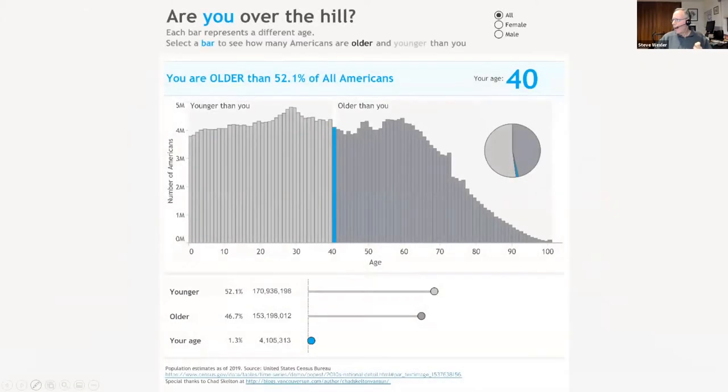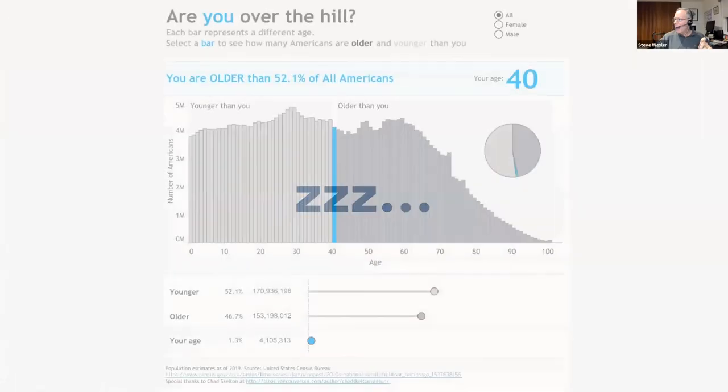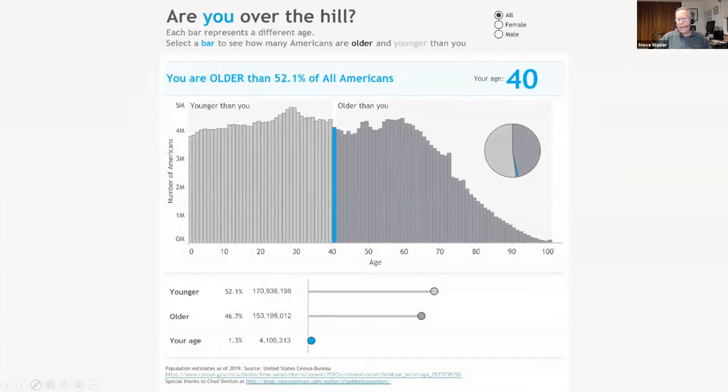My friends and family who are not into data visualization don't think this is so interesting. But I got inspired by a colleague, Chad Skelton, and decided, you know what, let me make my audience, the stakeholder, the centerpiece of this. So that's that same histogram that we had over here. It was boring, but now it's, here's where you are within this. Here are the people who are older, here are the people that are younger.